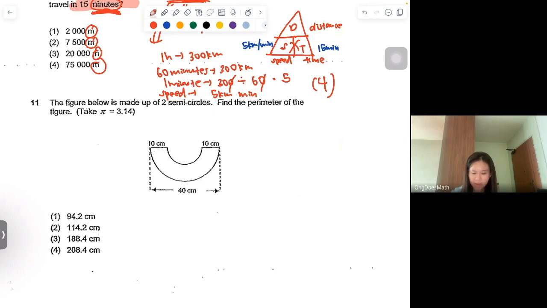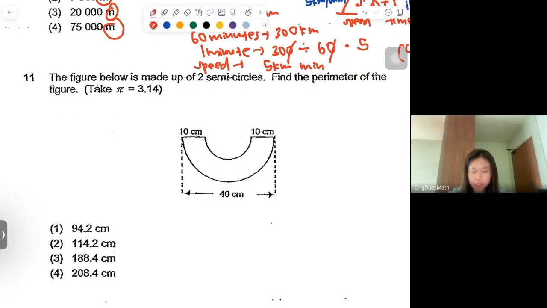The figure below is made out of two semicircles. This is important. It's a semicircle, it's not a full circle. Find the perimeter of the figure. Okay, so to do this question, we have to add up all the sides because that's what perimeter means.